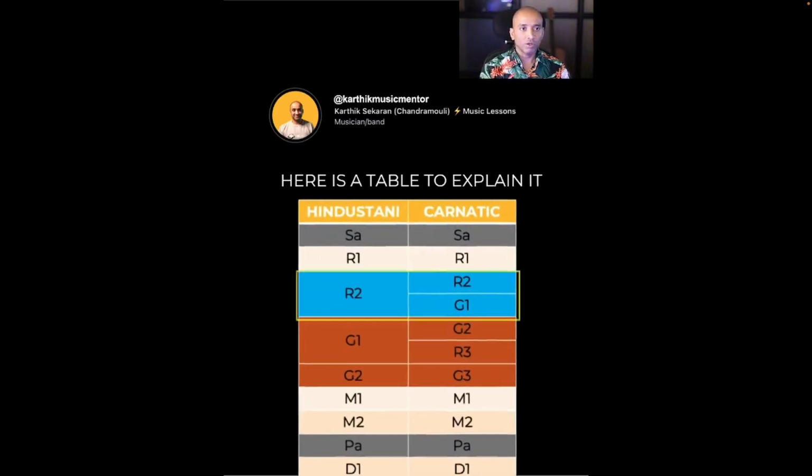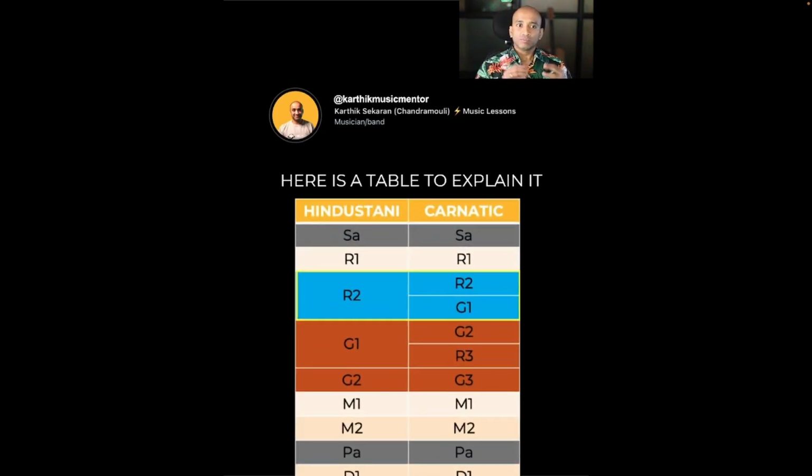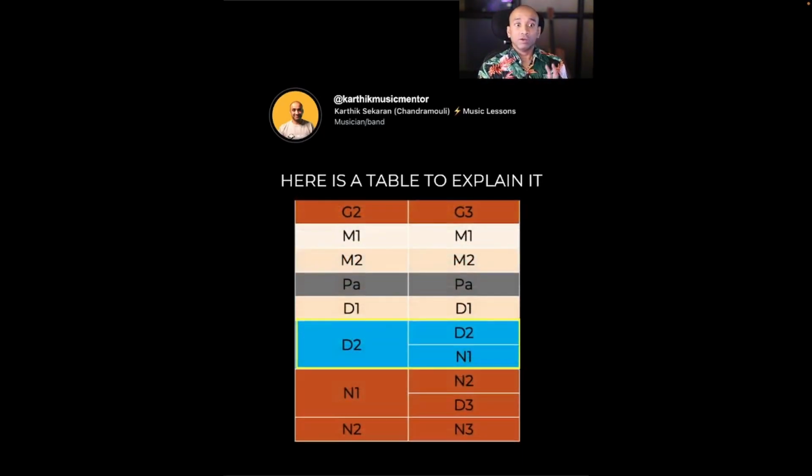But wait, hold on. If you look a little closer, the R2 and Ga1 in Carnatic is the same as R2 in Hindustani. It's just named differently, okay? Let's look at the Ga. Ga2 is named Ga2 or R3. Why on earth will you call a Komal Ga, R3, right? Hold on. Look at the Dha. The Dha2 is also sometimes called Ni1, man. And the Ni1 is sometimes also called as the Dha3. What on earth is going on here?